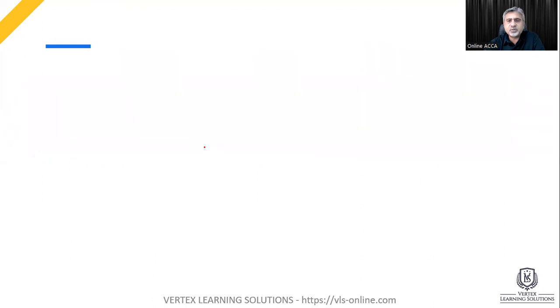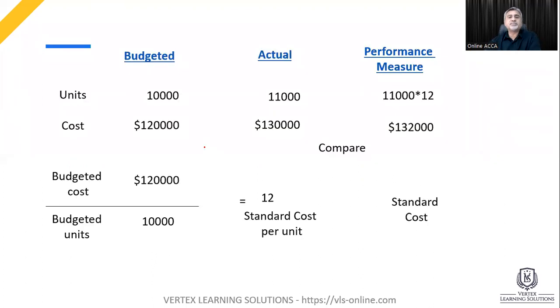Let me see if there is nothing hidden. Okay, I thought maybe something is hidden. So I say, okay, considering 11,000 units. So in this actual performance measurement, because actual output is 11,000, here I should also consider 11,000.